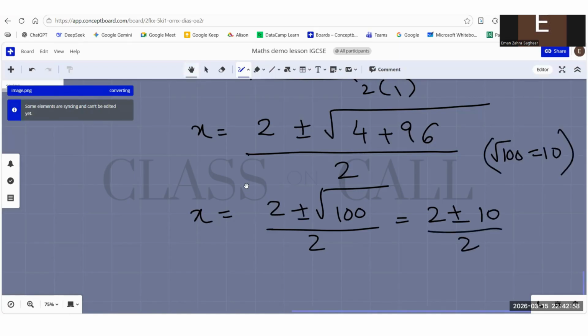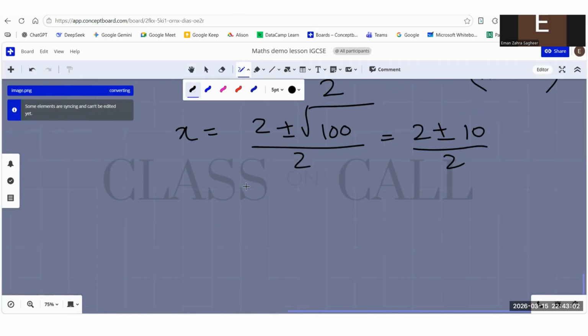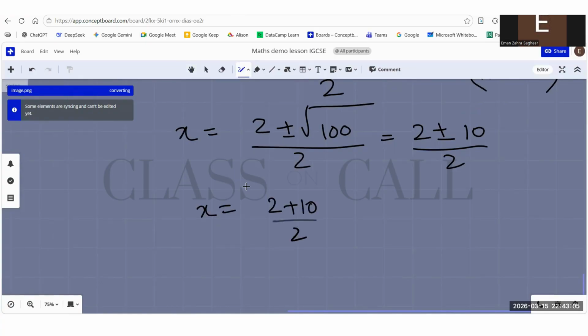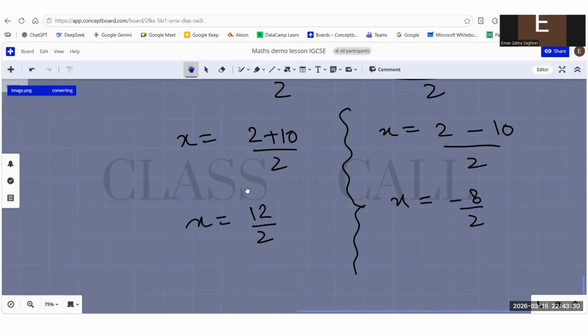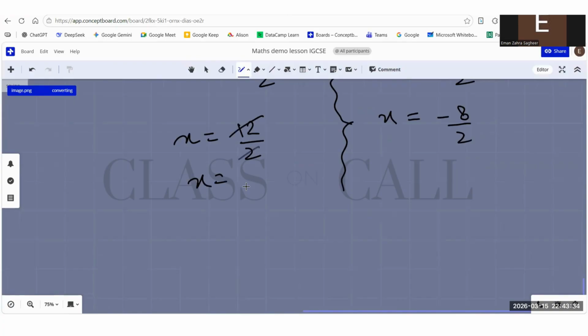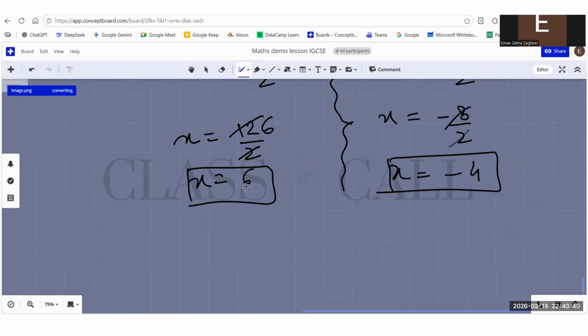Now, how will we solve this? We are going to have two values of x. So we'll say x equals 2 plus 10 divided by 2, because of this plus sign here. And then the second one is going to be x equals 2 minus 10 divided by 2, because we also have to look at the minus sign. We don't have to forget the signs. We just have to use them. Next is just to solve them, and that's going to be x equals 12 divided by 2, and then x equals -8 divided by 2. Simple, that's going to be 6 because 2 times 6 is 12, and x equals -4 because 2 times 4 is 8.